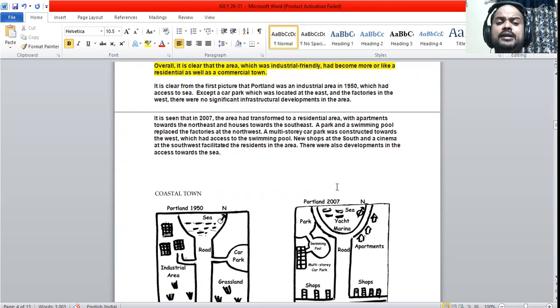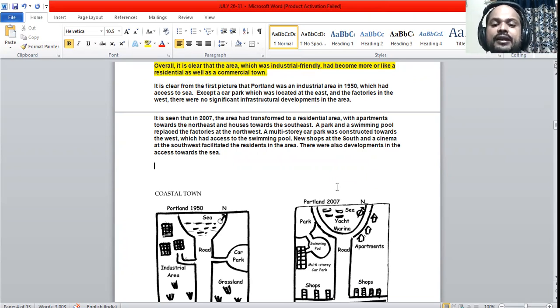Now we have divided the picture, we have divided the paragraphs into two. The first paragraph deals with how it was in 1950. So it is clear from the first picture that Portland was an industrial area in 1950, which had access to sea. It was an industrial area which had access to sea, except a car park which was located at the east and the factories in the west.